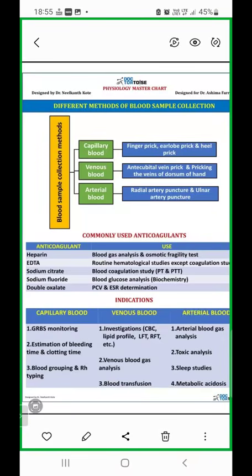So for a sample of whole blood or plasma, plasma is the blood minus all the blood cells. Draw the blood from a vein as described and transfer it from the syringe to the container containing a suitable anticoagulant. You have to mix the contents well without frothing, and a sample of whole blood is now ready for the test.